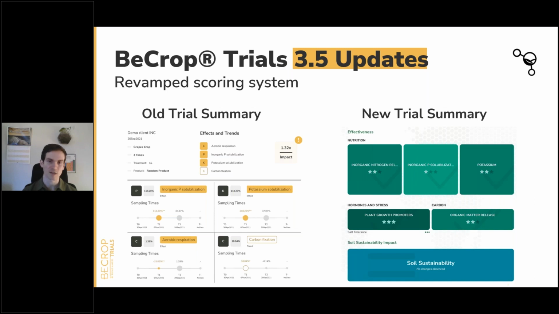So we've switched to this star scoring system with up to 3 stars being assigned, and the more stars that are assigned to each metric, the more effective the product performed in terms of that metric, both in terms of statistical significance and in terms of just the overall percent difference in the treatment versus the control. So even 1 star is still showing an improvement, but 2 stars is showing either a higher percent improvement or statistical significance. 3 stars is where we're seeing both statistical significance and a very high percent increase. And then again, we have the soil biosustainability score on the bottom of this first page.